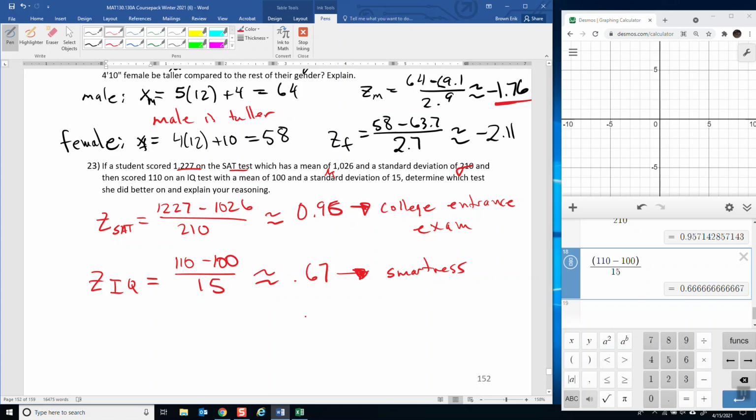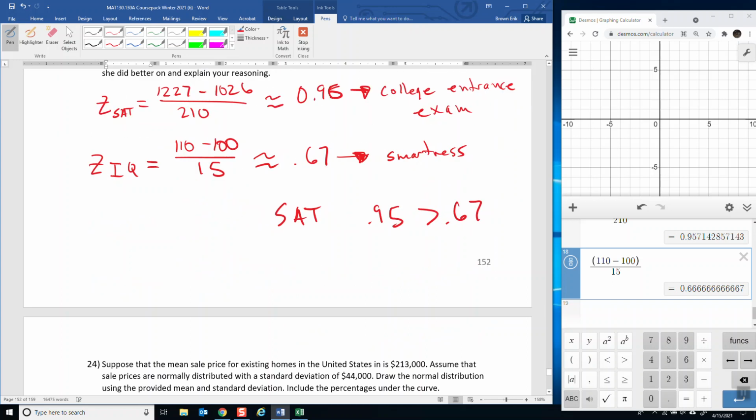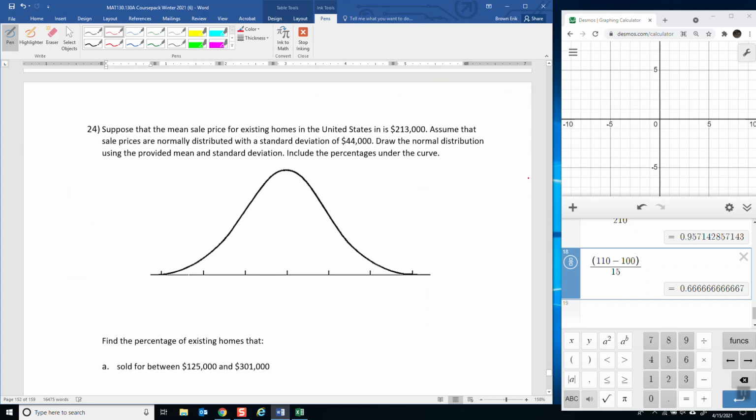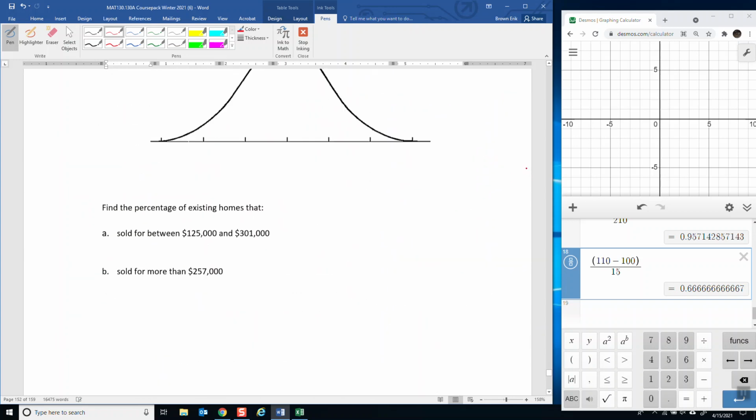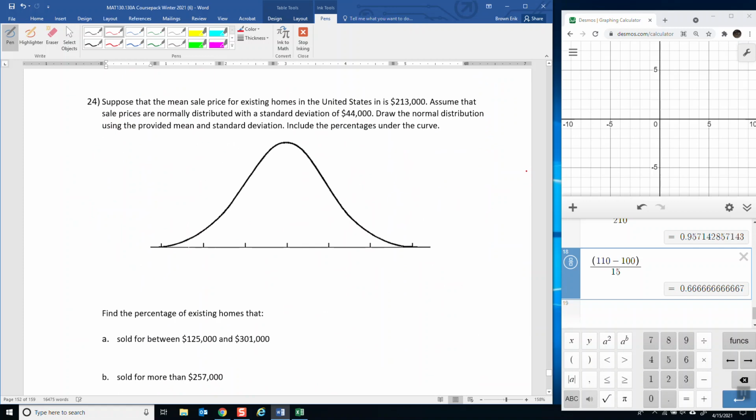So which test did she do better on? SAT, because 0.95 is greater than 0.67, those z-scores. All right, one last question, it looks like, right? Yeah, last question. Sorry, this is going long.